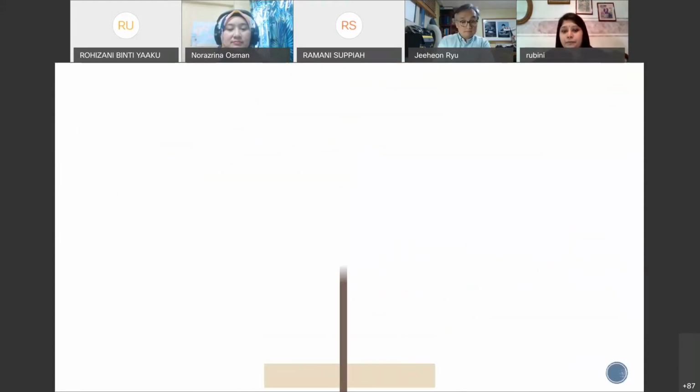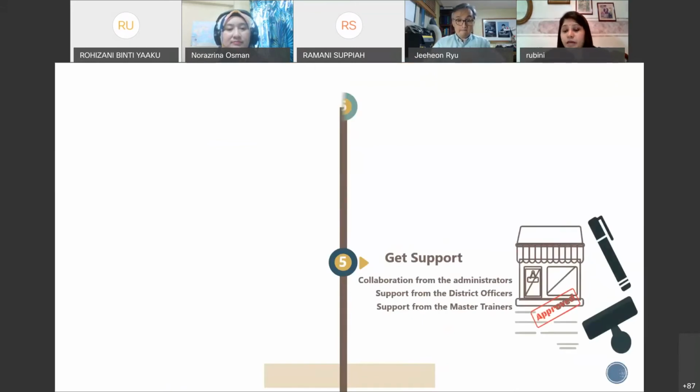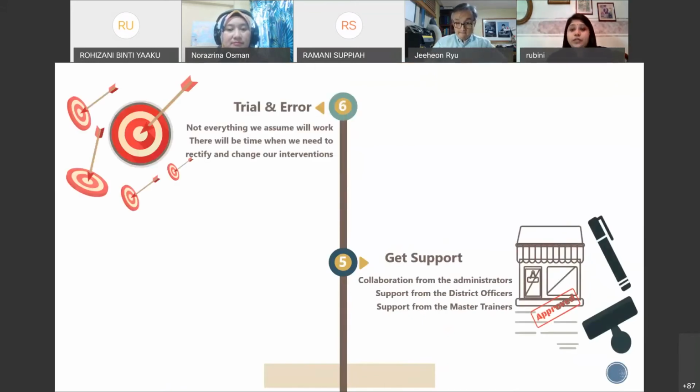And then the 5th step is to get the support. This is very important because you are not seeking approval, you are actually getting support. So the first support you need is from your admin, your headmaster, your principals, your SLT, your senior leader teams, your head of panel, all those supports, because you can't work alone. You need them to support you, and they need to believe that with this support, you can actually do something for the students. And the second support is from the district officers as well as the state officers.